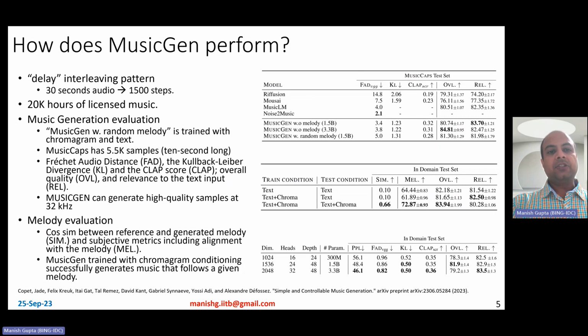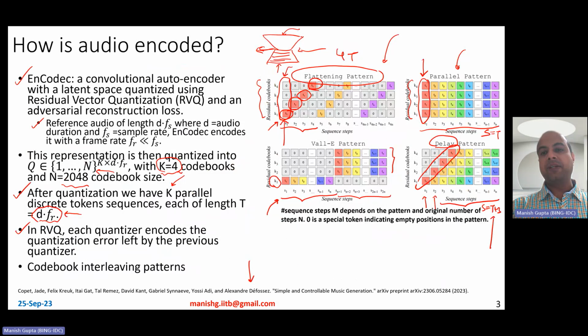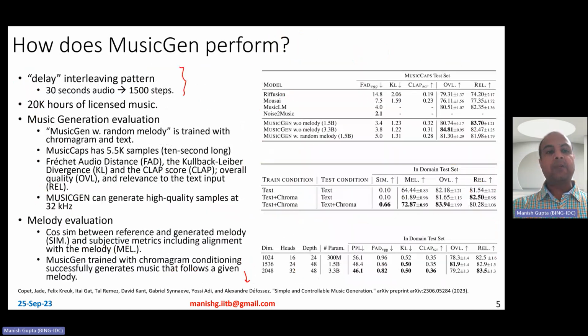Okay, so now that we already talked about MusicGen architecture, how does MusicGen perform? In this particular paper, they observe that they get the best results using the delay interleaving pattern. Remember, we talked about 4 different interleaving patterns: flattening, parallel, volley, and delay. Delay interleaving means that for a 30-second audio, you have about 1500 steps in the sequence. They trained the model with 20,000 hours of licensed music.